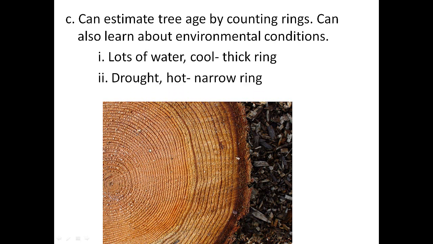However, you have some rings in this tree that are more narrow, and that was probably a drought year where it was hot, very dry. The plant couldn't put all of its energy into growing. It had to conserve energy, and so it wasn't really getting wider. It was probably focusing more just on making food to get by.